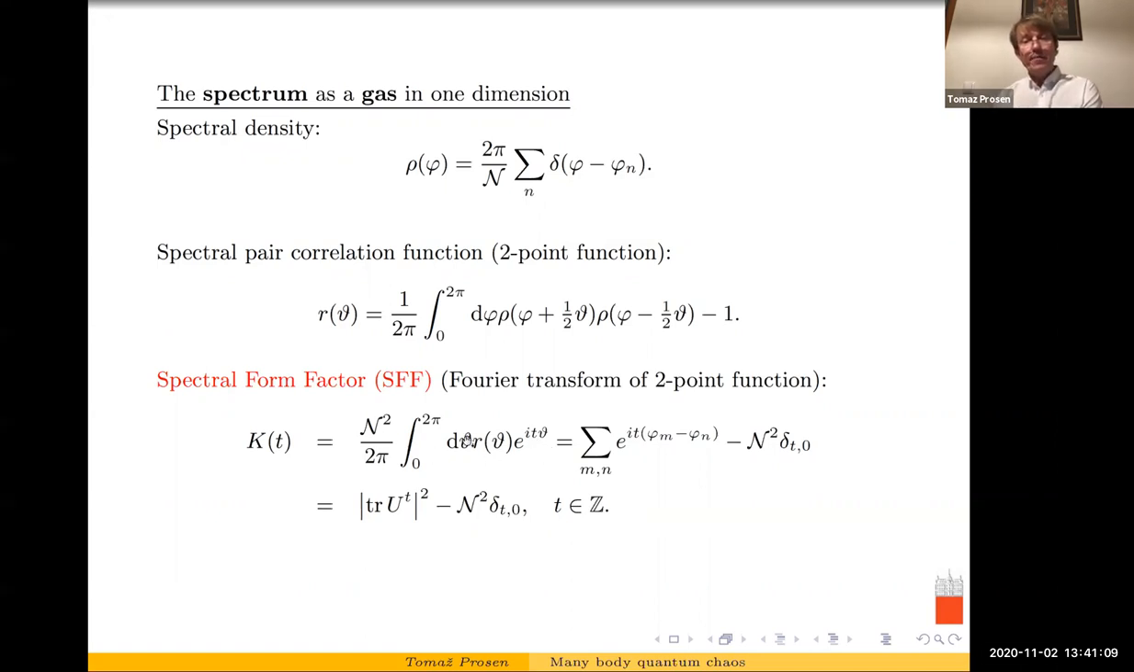If you expand this integral and work it out, you find that it is just a double sum over the spectrum of e to the i t times phi n minus phi m, the distance between two arbitrary quasi-energies, which in turn is just the modulus squared of the trace of U to the t. So it is a very nice and simple expression for the spectral Fourier transform of the two-point function in terms of the traces of the dynamical propagator at time t, modulus squared. It is an average Loschmidt echo or average return probability. If you think of representing a trace as an expectation value of going from a random state and coming back to the same random state, and averaging over random states, that is exactly the average over random states.